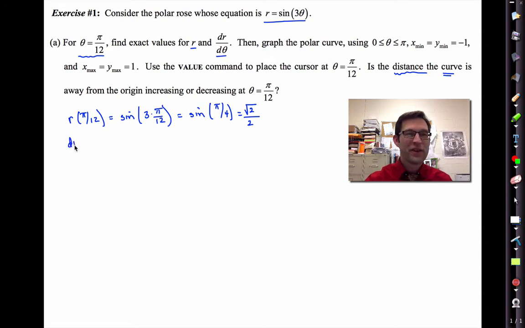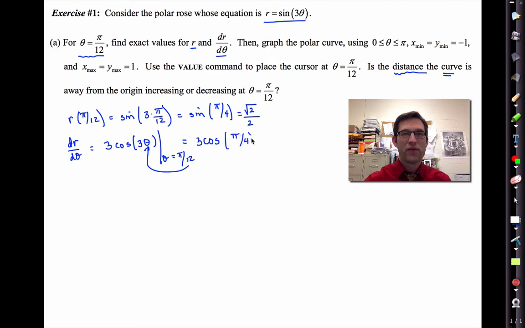Anyway, let me figure out what dr d theta is. For that, we're going to have to use the chain rule. It's going to be 3 times cosine of 3 theta. If I want to figure out what that is when theta is pi over 12, it's simple enough. It's going to be 3 times the cosine of, when I put pi over 12 in for theta and multiply by 3, pi over 4. So that's going to be 3 times root 2 over 2. All right, so those are our two answers.